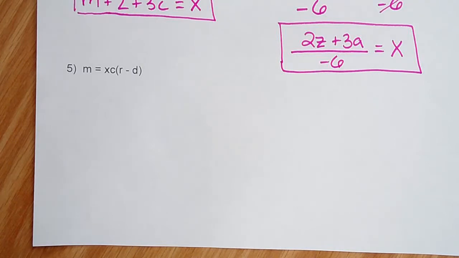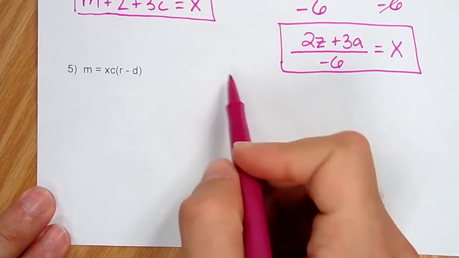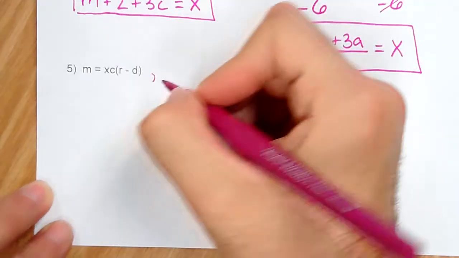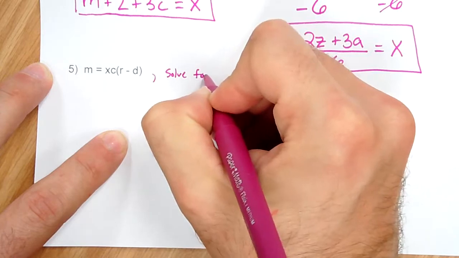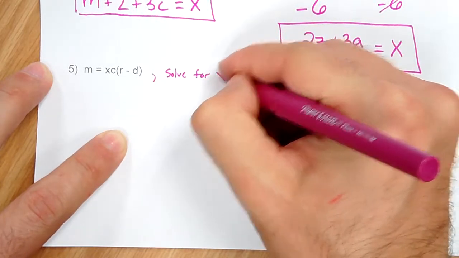Here we don't have anything to solve for. It doesn't tell us anything. So we need to have that in order to do anything. So let's pick a variable. Let's solve for x.